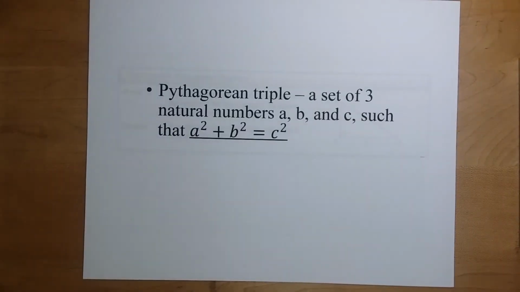Some new vocabulary here. Pythagorean triple, you may have seen this, you may not have, but a Pythagorean triple is a set of three natural numbers, a, b, and c, that satisfy the Pythagorean theorem. A squared plus b squared equals c squared. Now, natural numbers, another way you might hear this is positive integers. Positive integers are basically natural numbers.